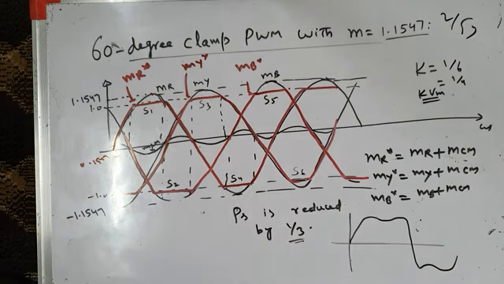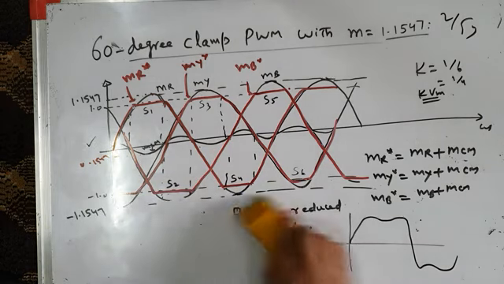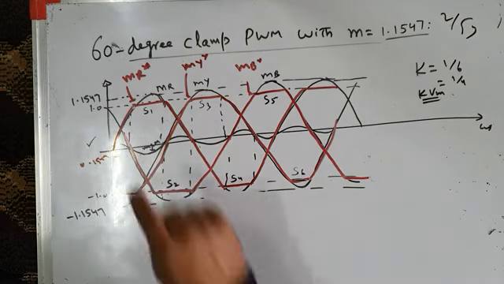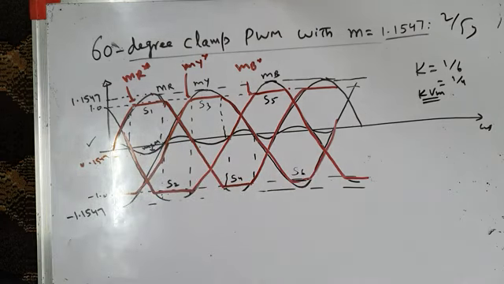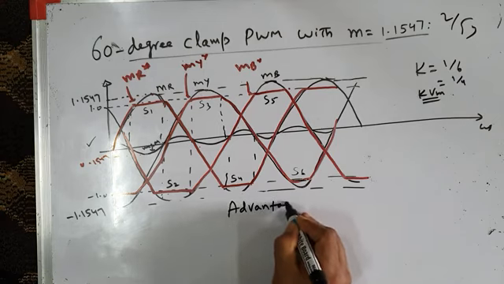If you compare the two 60 degree clamp PWM techniques that we have just finished, this technique has an advantage over the previous technique, in that it results in clamping of phase legs to the positive DC bus and negative DC bus for 60 degrees each for each phase leg, and simultaneously it increases the inverter output voltage by 15.5%. Okay.